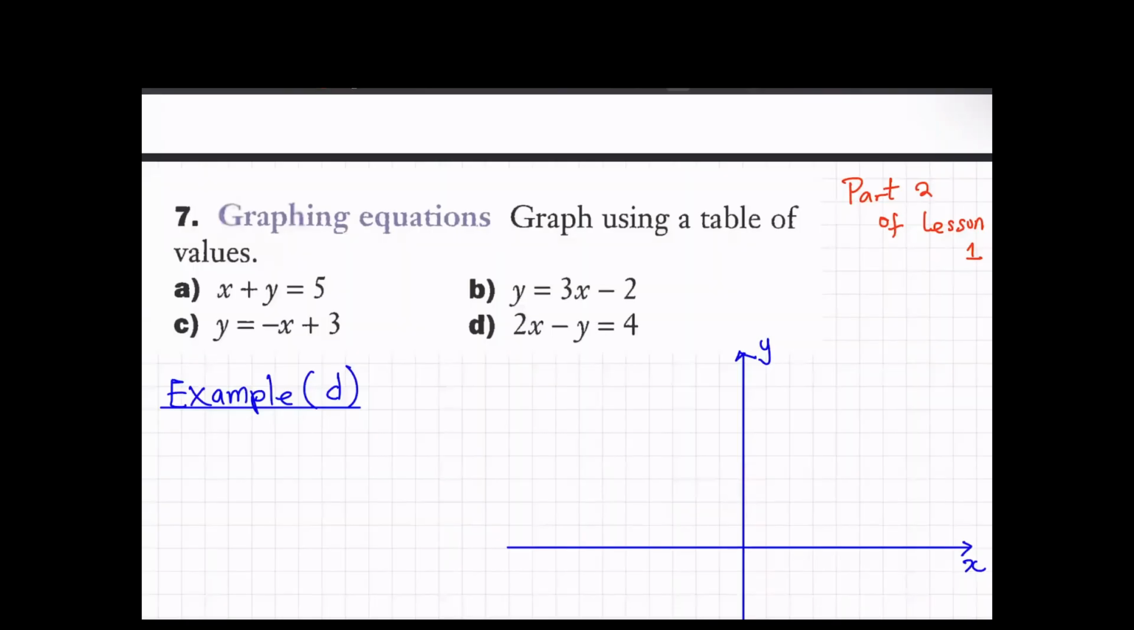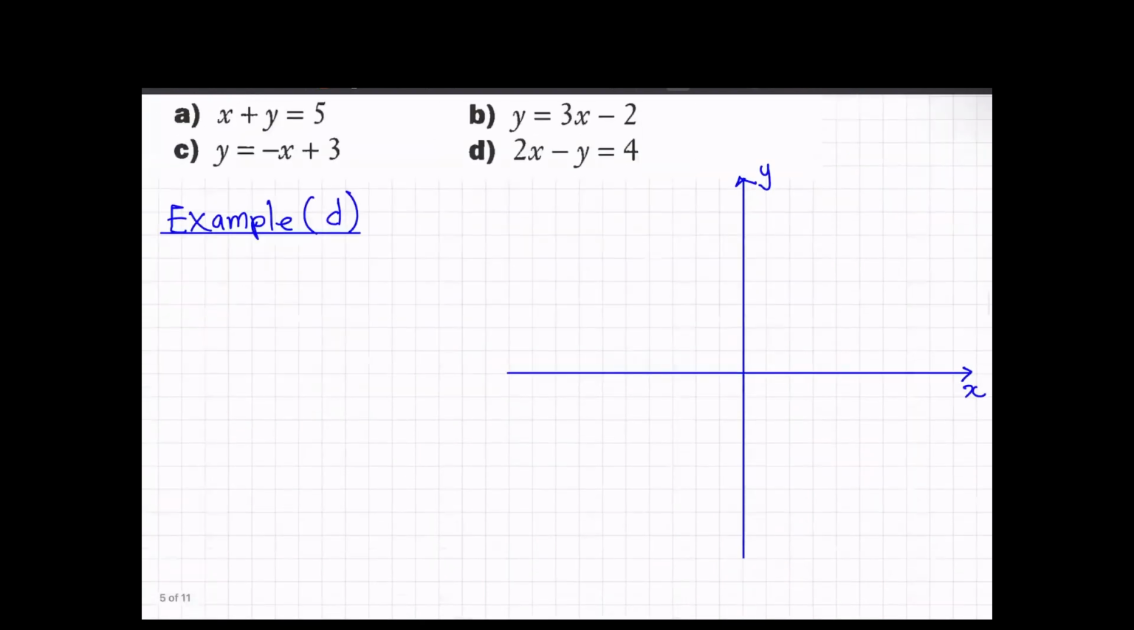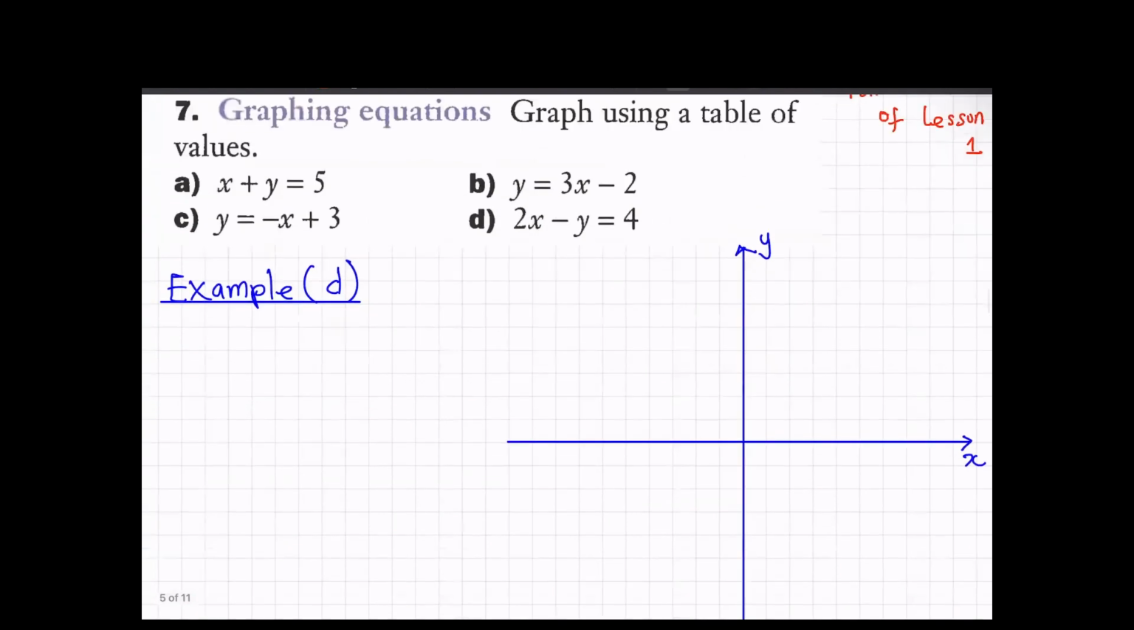Hello, welcome back to part two of lesson number one. We're going to continue here with graphing equations. We're going to be graphing using a table of values. We're going to start with an example, obviously. Just like as usual, let's do an example with part D here.